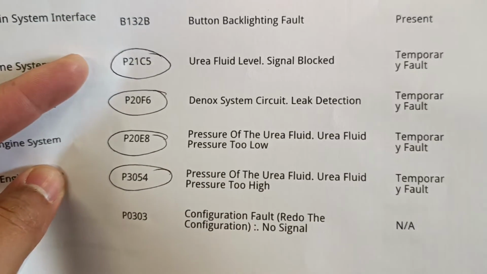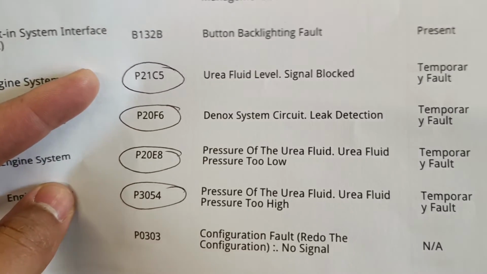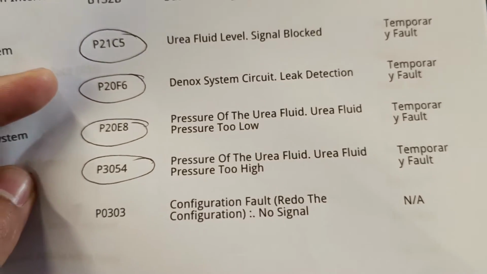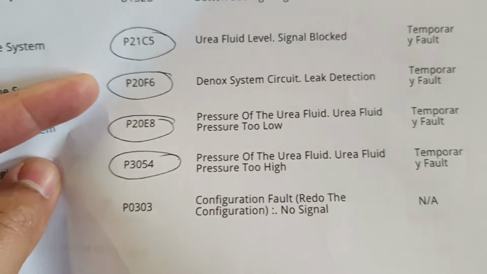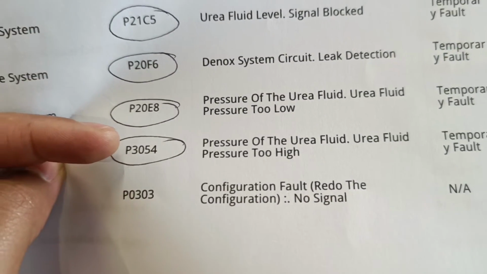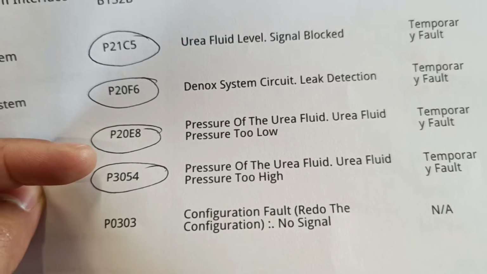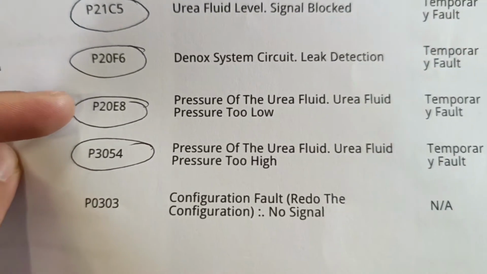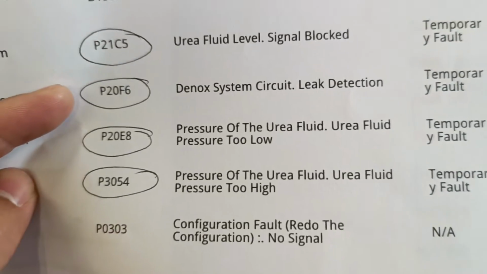As you can see here, this is basically saying that the urea AdBlue level information is not correct. This is saying that a leak has been detected, and that's probably been detected because the pressure was too high. Might have popped a pipe or something like that, or popped the AdBlue tank, and now the pressure's too low, and obviously there's a leak detected.